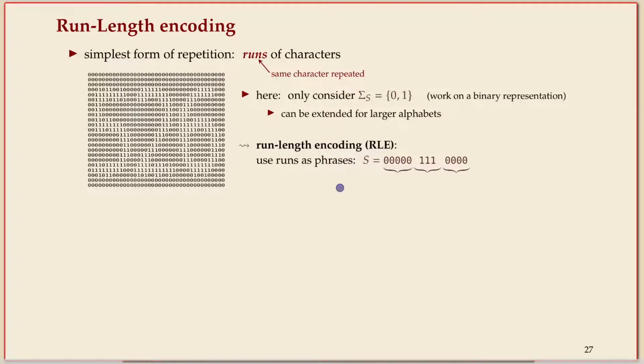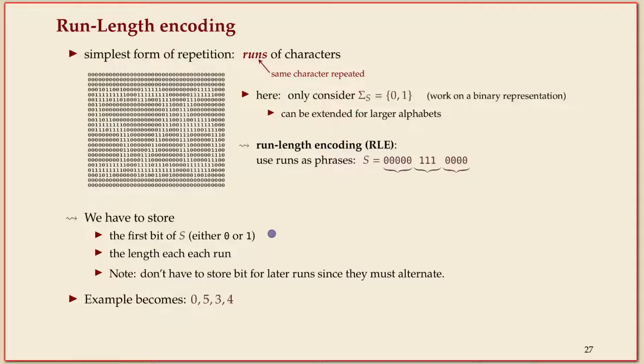The idea of run length encoding is to use as phrases the runs of this character. So in this case, we have 5 zeros, 3 ones, and 4 zeros. That's slightly more succinct than saying 0, 0, 0, 0, 0, 1, 1, 1, 0, 0, 0, 0, right? Now, if we want to store this, you can, of course, not simply list the numbers. You have to somehow convert that to binary again. And so we need a smart way to do that.